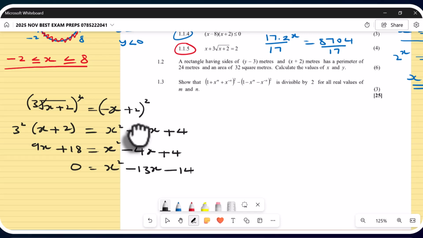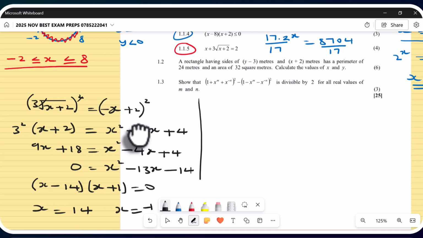Let's check in here. Remember they gave us x plus 3 root x plus 2 should give us what? Should give us a 2. Let's find out. Now with the 14, 14 plus 2 is 16. Root 16 is 4. 4 times 3 is 12. 12 plus 14, you get 26. 26, as you can see, is not equal to the 2. So this one is not correct. We put a slash here. This slash means it must not be 14.